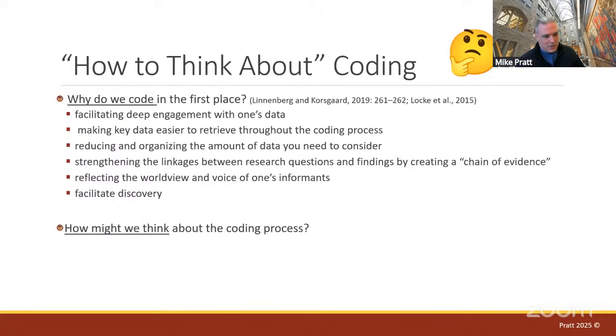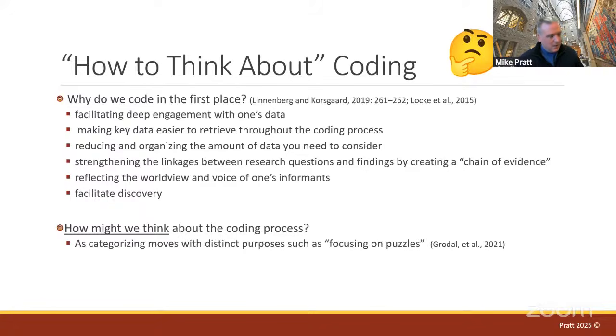Two more papers, just because we're about at the halfway point, which is where I want to stop and move to analysis. I want to point out two papers that I think do a nice job of thinking about the coding process. They're not going to say how many codes to use or to code line by line. They're thinking more broadly about what coding does, and that's Grodal et al. It's a really interesting paper.